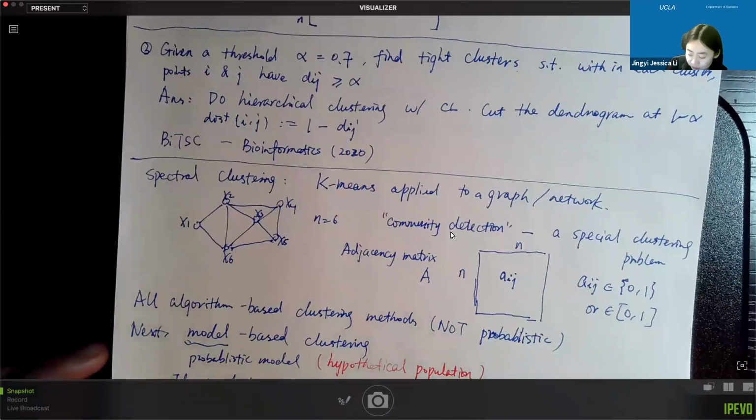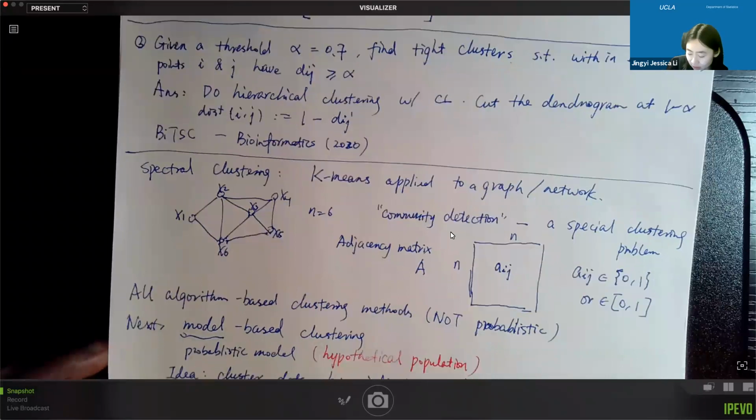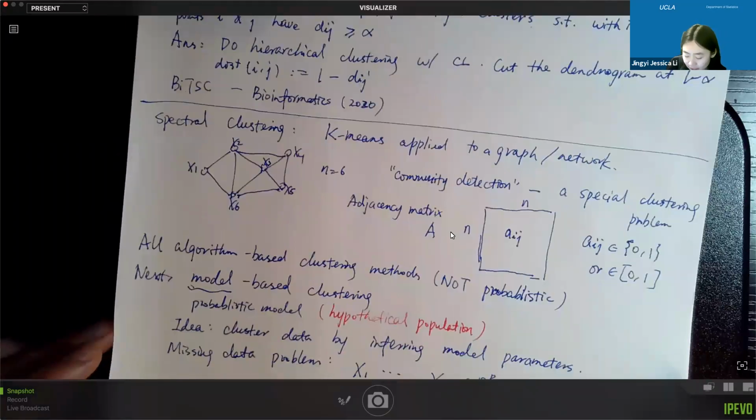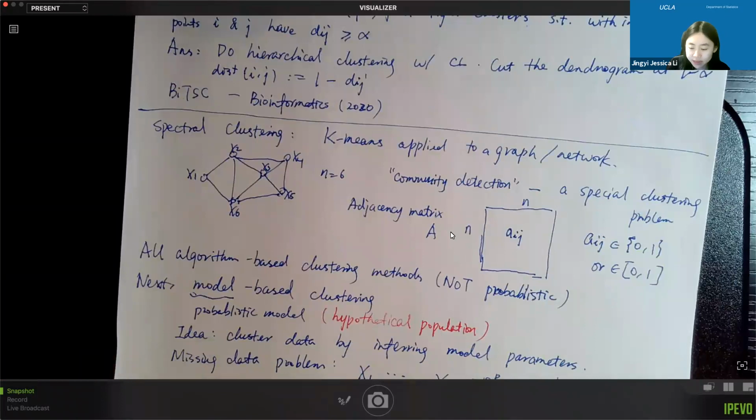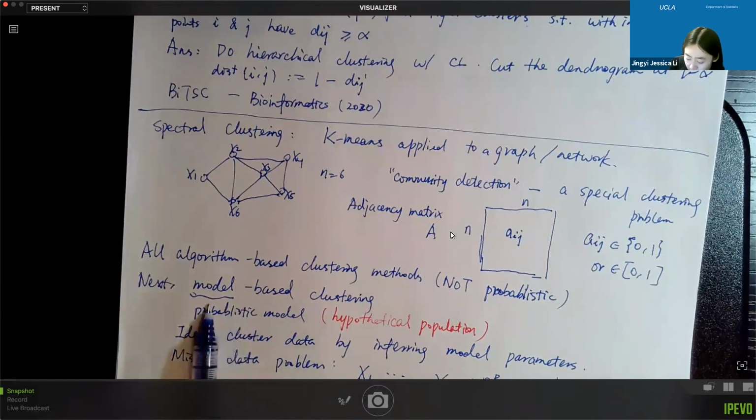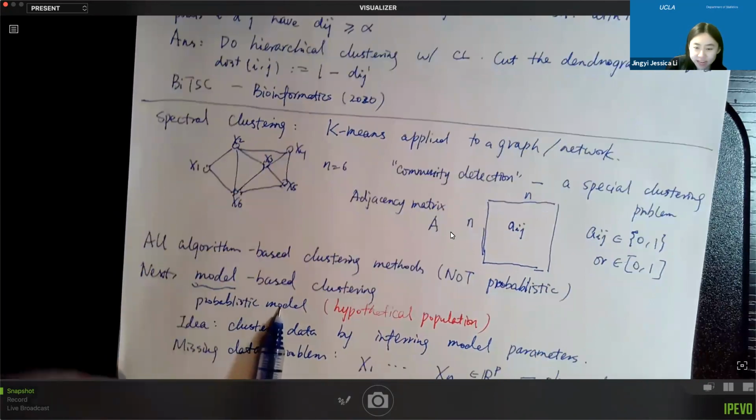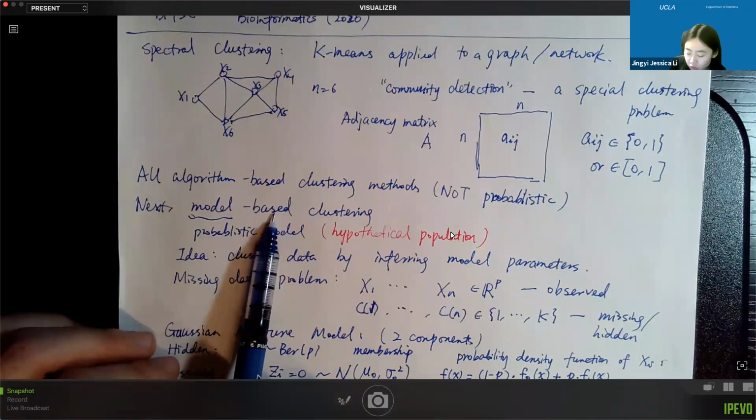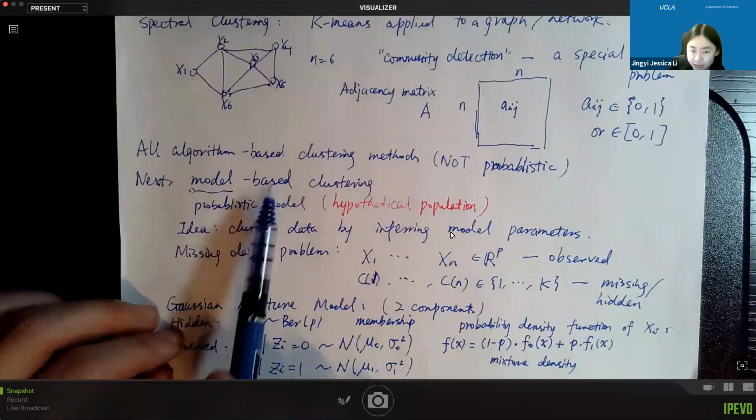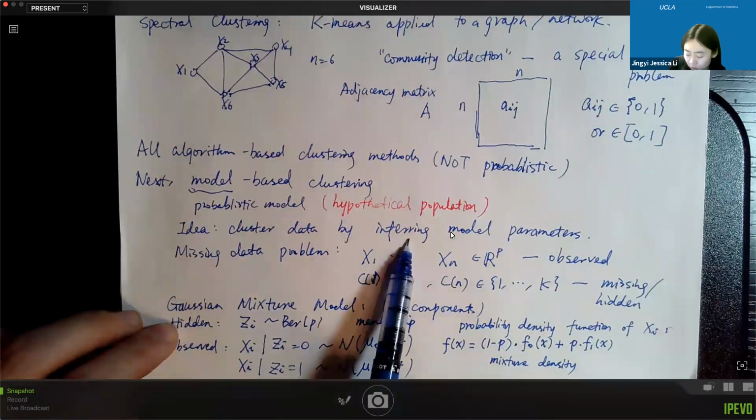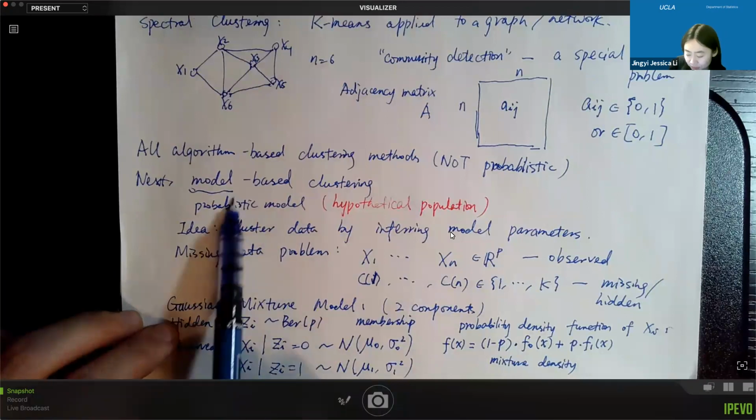Okay, good afternoon, everyone. This is our lecture 10. Today, we're going to continue our discussion on model-based clustering, or the missing data problem in general. So model-based clustering means that we use a probabilistic model to describe our data. And we are going to do the clustering via fitting the model, or via estimating the model parameters.